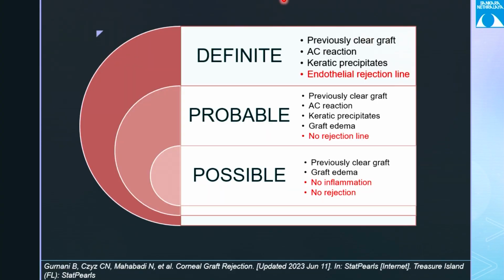You go back to the previous slide. This is important. So this is grading based on the signs we see. A possible graft rejection can be there if a previously clear graft has graft edema, but no inflammation.